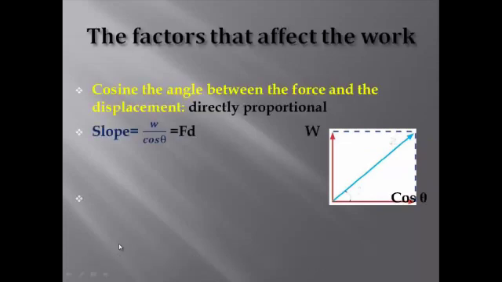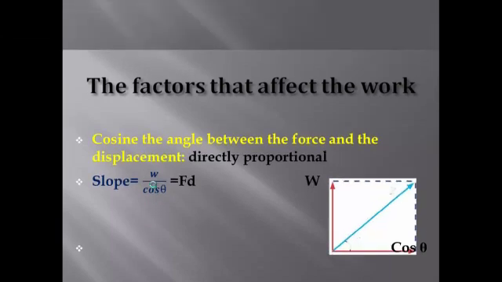Number 3, cosine. Cosine of what? The angle between, take care, between what and what? The force and the displacement. Directly proportional, and a straight line passing through the origin point. Work over cosine theta equals F D.